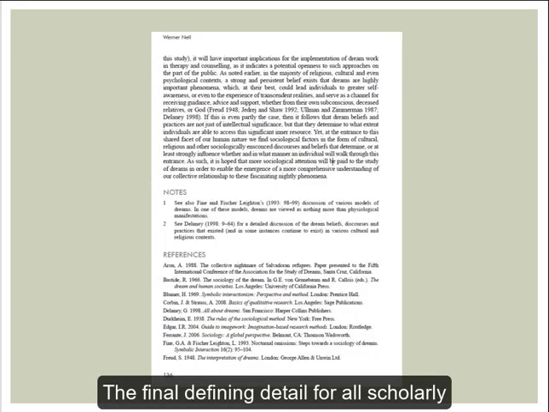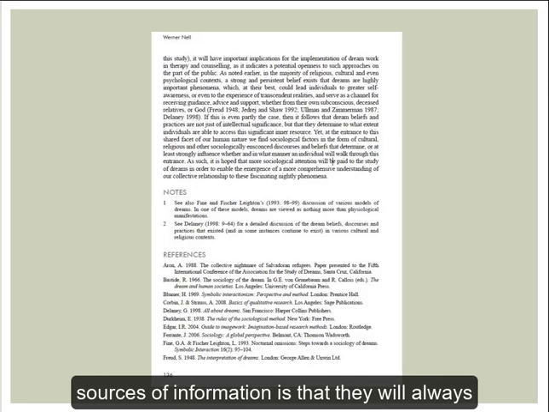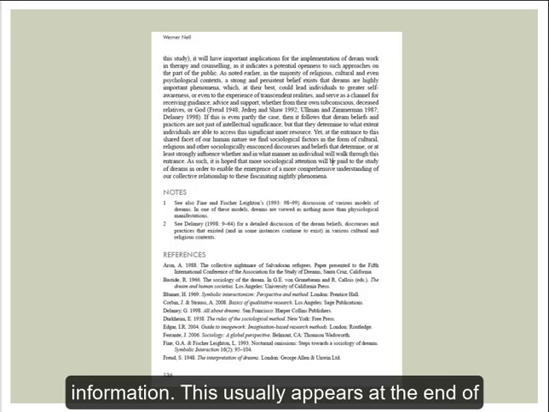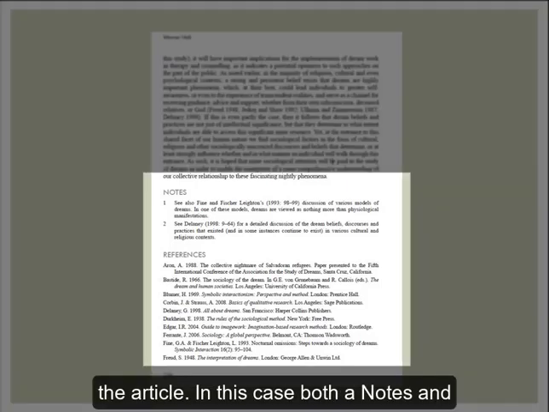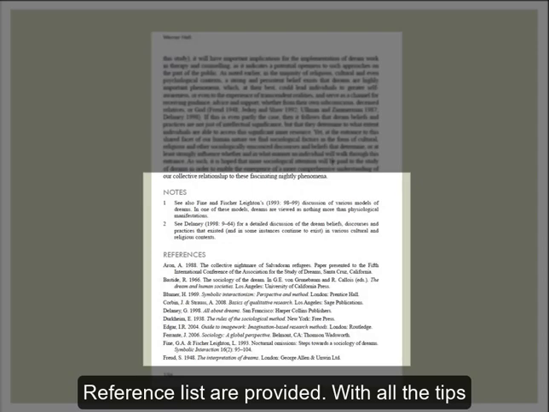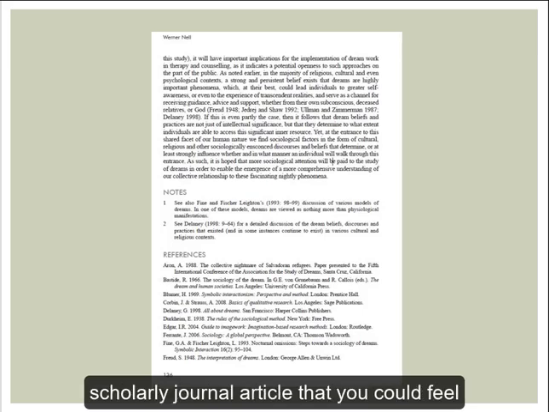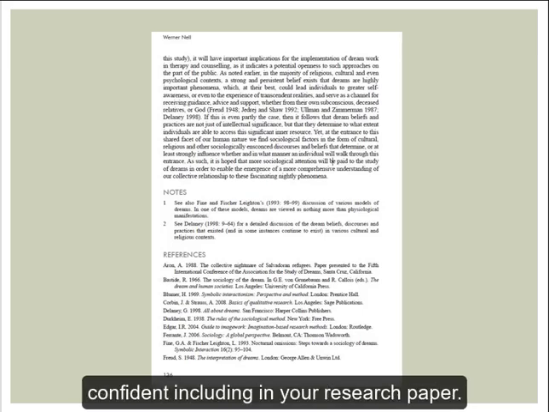The final defining detail for all scholarly sources of information is that they will always provide details about where they got their information. This usually appears at the end of the article. In this case, both a notes and reference list are provided. With all the tips we've looked at, this is a good example of a scholarly journal article that you could feel confident including in your research paper.